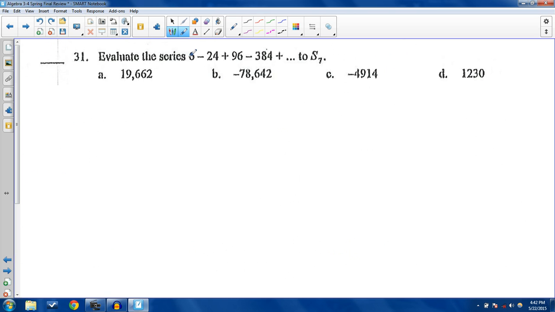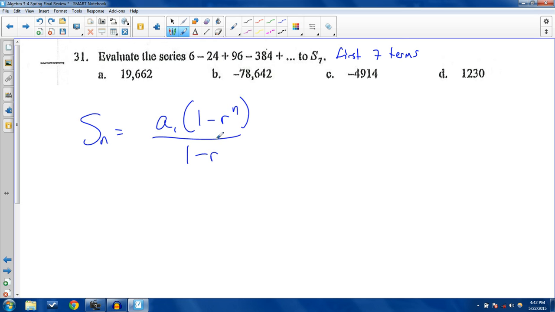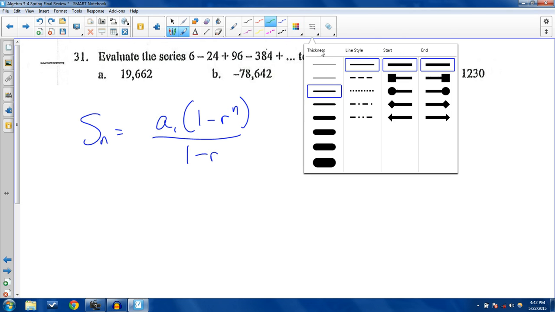Evaluate the series, this to S7. Now S7 means the first 7 terms. And this is also a finite geometric series. Now your finite geometric series equation looks like that. So what we're going to do is look at what a sub 1 is. In this case it's 6, you can see it.